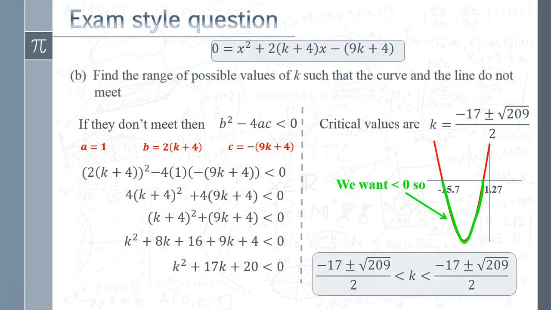There's our solution. Our values for k are between those two values, and those are the two values that mean that our curve and our original line won't meet. All done. Cool.